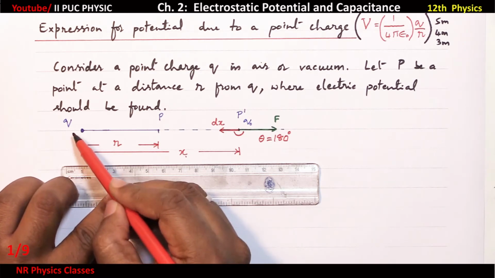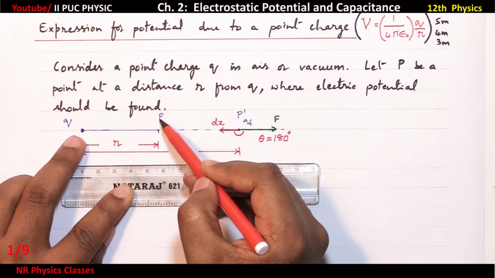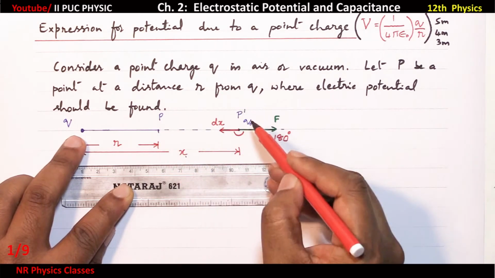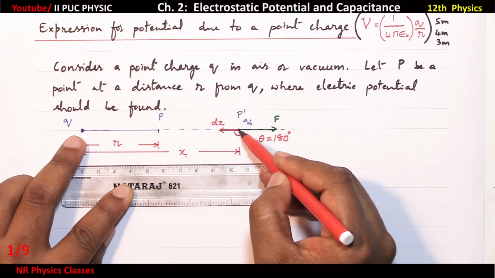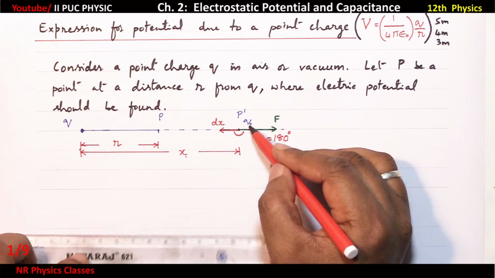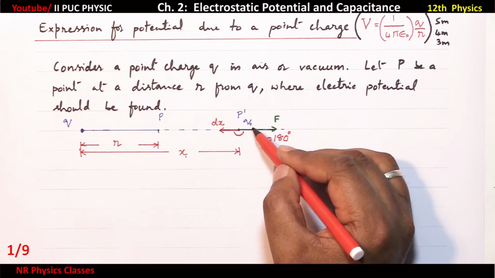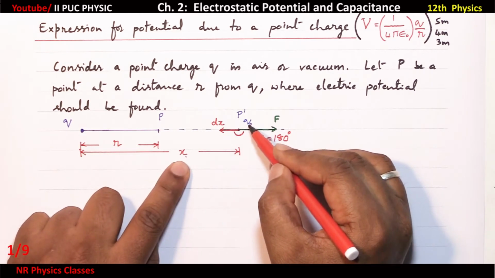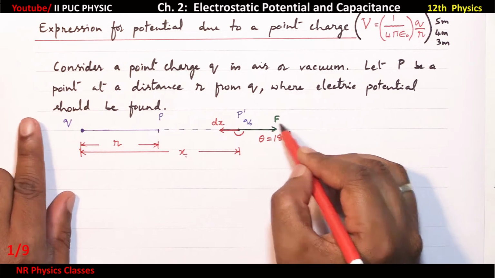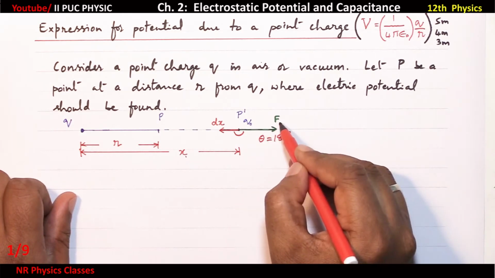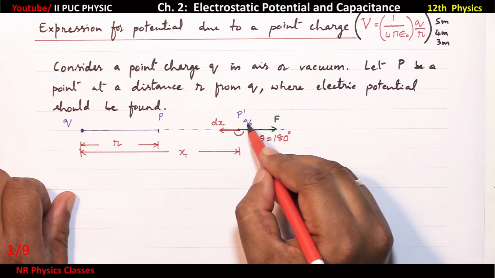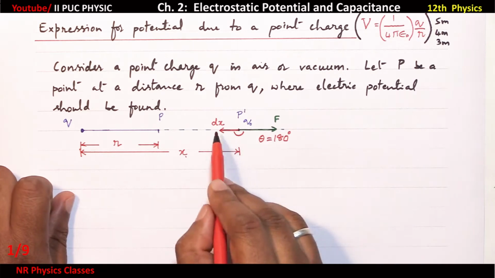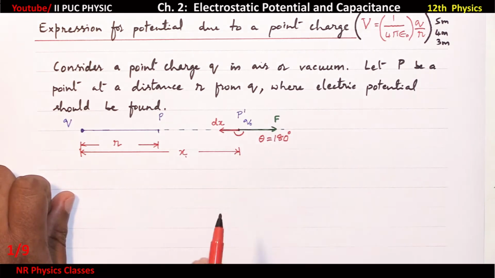Let me explain. Q is a point charge. P is a point where we have to find electric potential. For that, consider Q0 at P dash. The distance of Q0 from the fixed charge Q is x. Because of like charges, there is repulsion. Let this be the force of repulsion on Q0. This Q0 is moved towards Q through displacement dx. So the angle between force and displacement is 180 degrees.